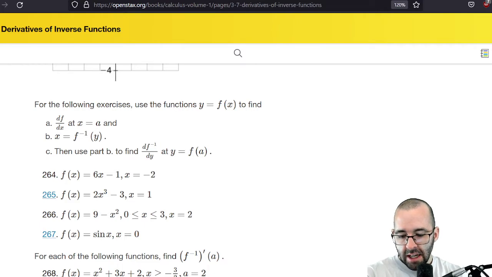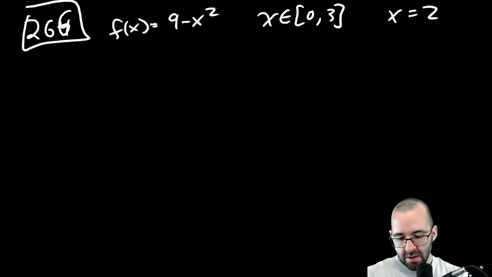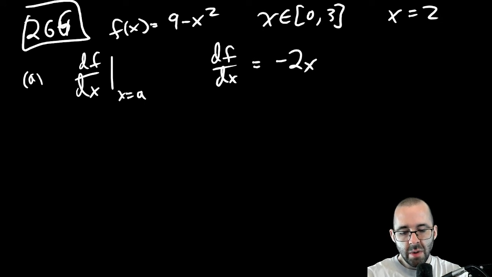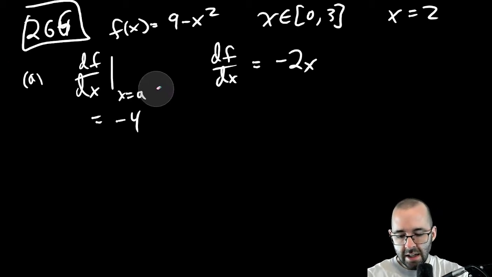Okay, find df dx at x equals a now. So we find the derivative by first finding the derivative function, which is just negative 2x, and then evaluating it at x equals a, negative 4. Again, a here is 2.